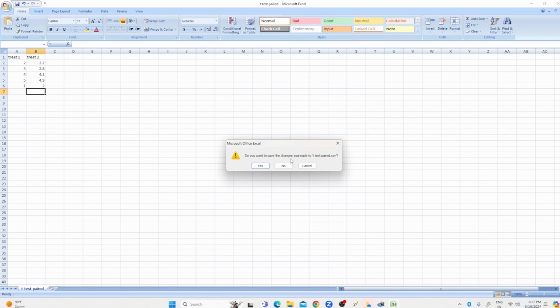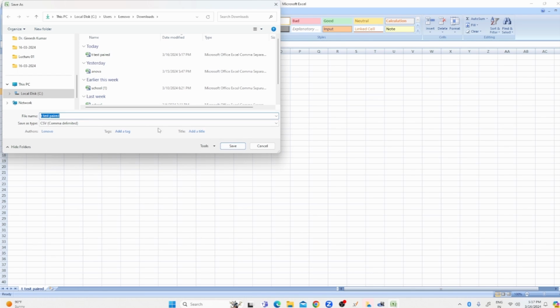So, this is our data. We have taken 5 respondents. 5 respondents responded to treatment 1 and treatment 2, or test 1, test 2, whatever you want to say, condition 1, condition 2, and we have got the data. Okay. Let us save it.